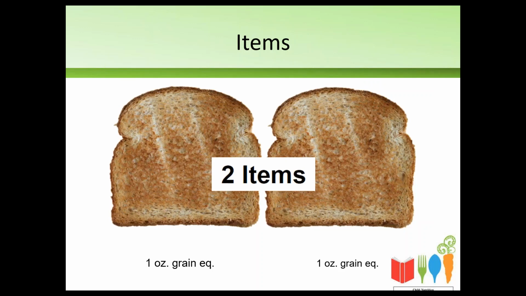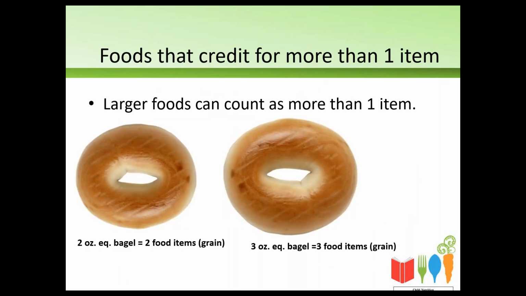Some examples of food items or serving size equivalents are shown here. 1 slice of toast equals 1 ounce grain or 1 item. 2 of them together will give you 2 items. Larger foods can count as more than 1 item. For instance, a 2-ounce bagel will count as 2 items. A 3-ounce bagel will count as 3 items.